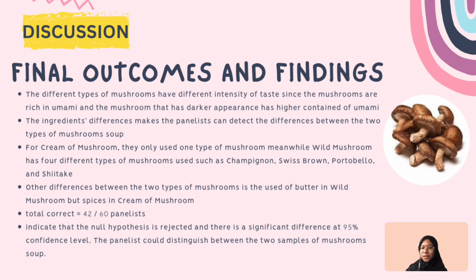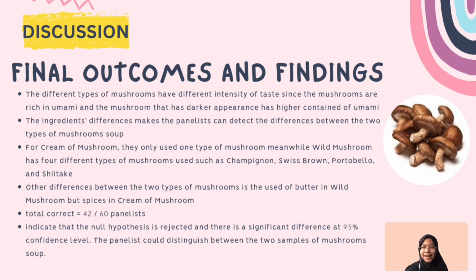For cream of mushroom, they only use one type of mushroom. Meanwhile, wild mushroom has four different types of mushroom used, such as champignon, Swiss brown, portobello, and shiitake. The use of multiple types of mushroom results in different intensity between the wild mushroom and the cream of mushroom. Other differences between the two types of mushroom soup are the use of butter in wild mushroom but spices in cream of mushroom.